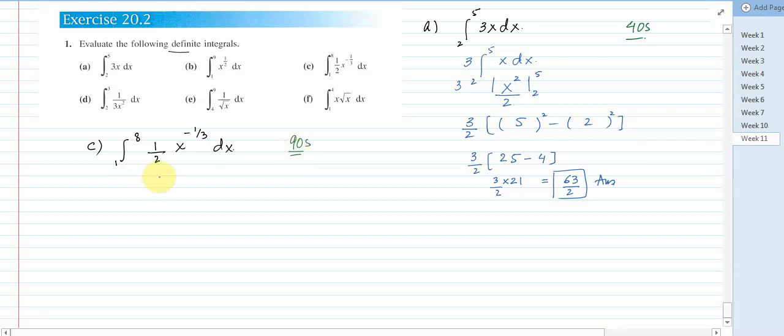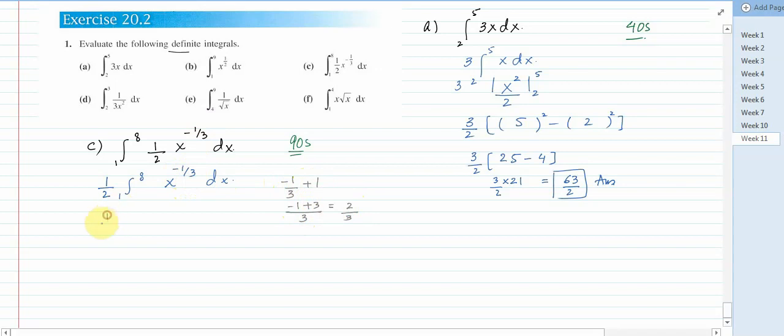Alright, so firstly if I arrange it in this way, that is the integral from 1 to 8, 1 upon 2 outside, x to the power minus 1 over 3 dx. So now I need to integrate the function x, and what I need to do is simply add 1 to the power. So minus 1 upon 3 plus 1, if you take LCM, that will be 3. Minus 1 plus 3 is equal to 2 upon 3.